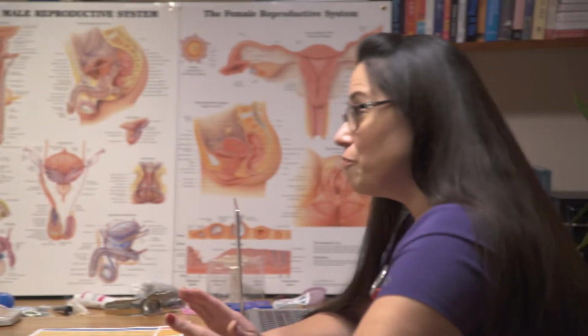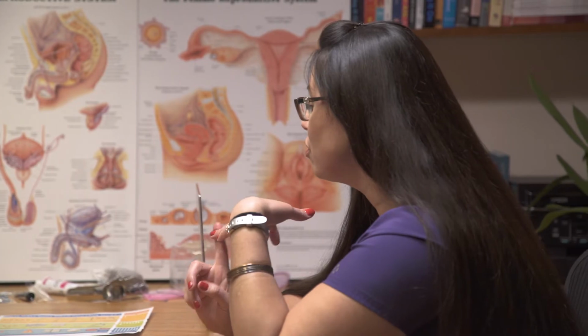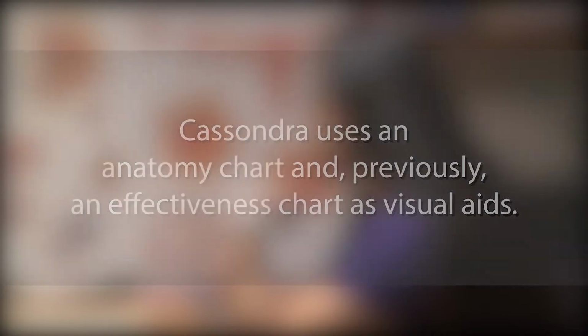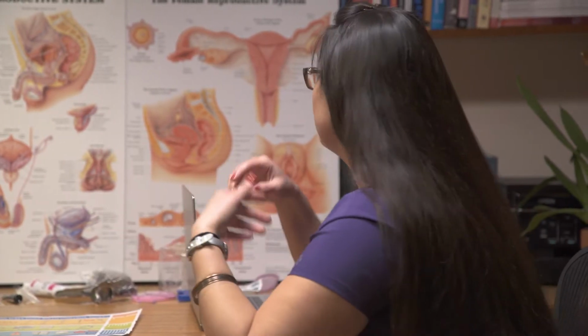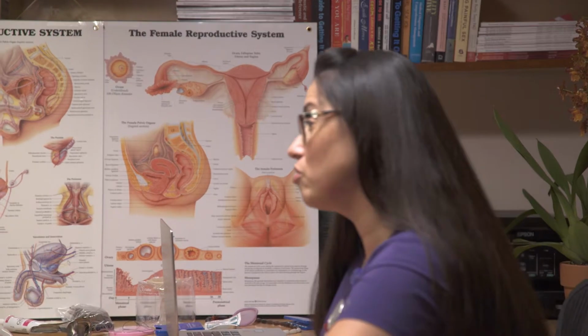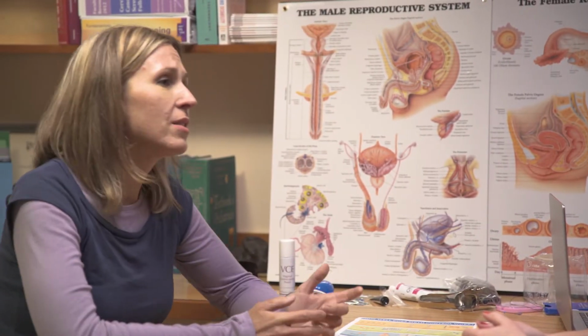Not necessarily. They're very similar, actually. They both have a mixture of female hormones, estrogen and progesterone. Cassondra uses an anatomy chart and previously an effectiveness chart as visual aids. They both actually keep the egg in the ovary here, so it can't leave out here to meet the sperm. Actually, it's just the way that you use them that they're different. How do you think you would do if you had to take a pill every day? Oh, I'm sure I'd be fine with that, but the ring does seem easier.